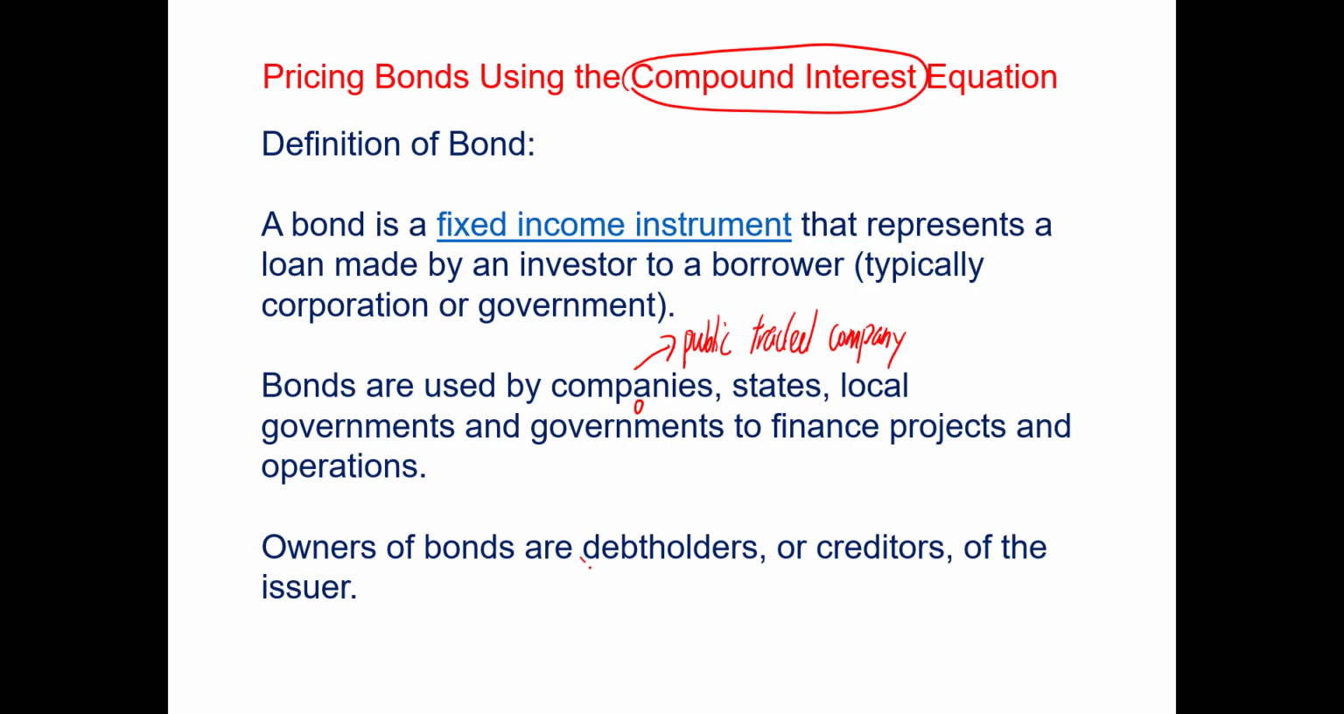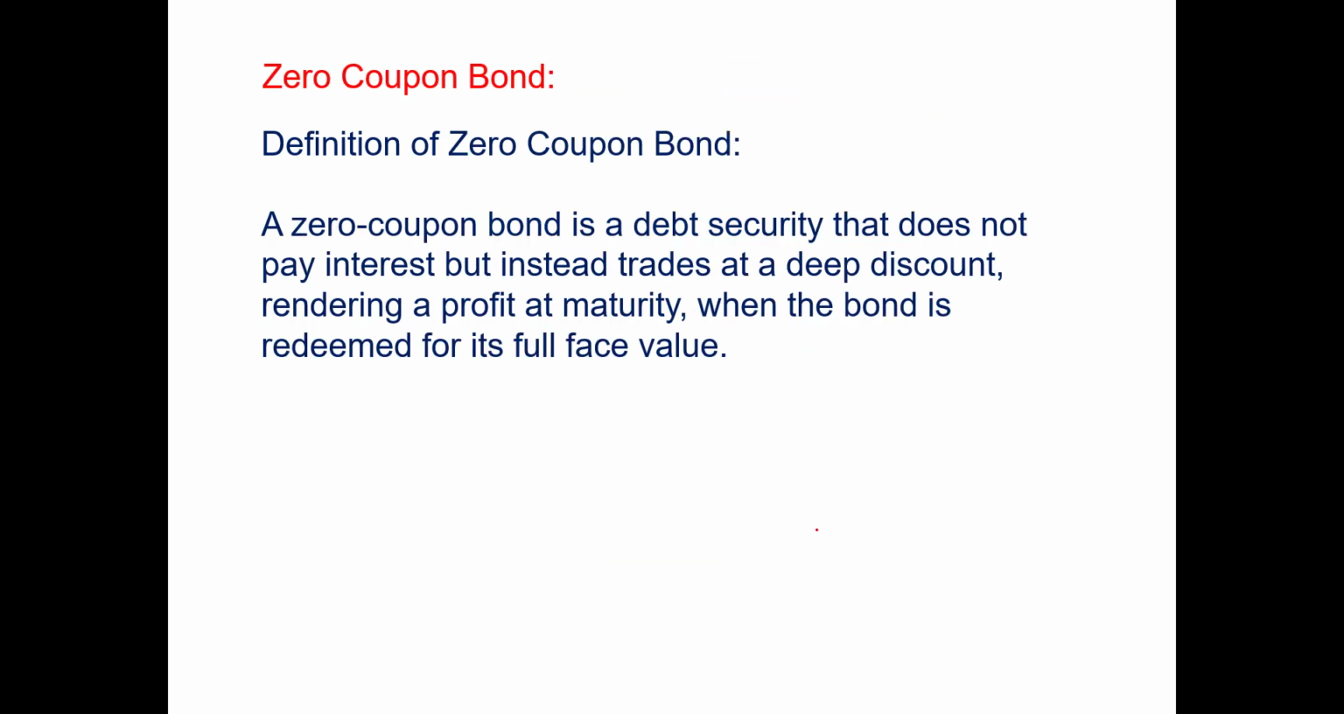Right? Debt holders or creditors, owners of the bond. So investors loan money to the company or government, and they typically receive a certificate indicating the companies are borrowing money from investors.